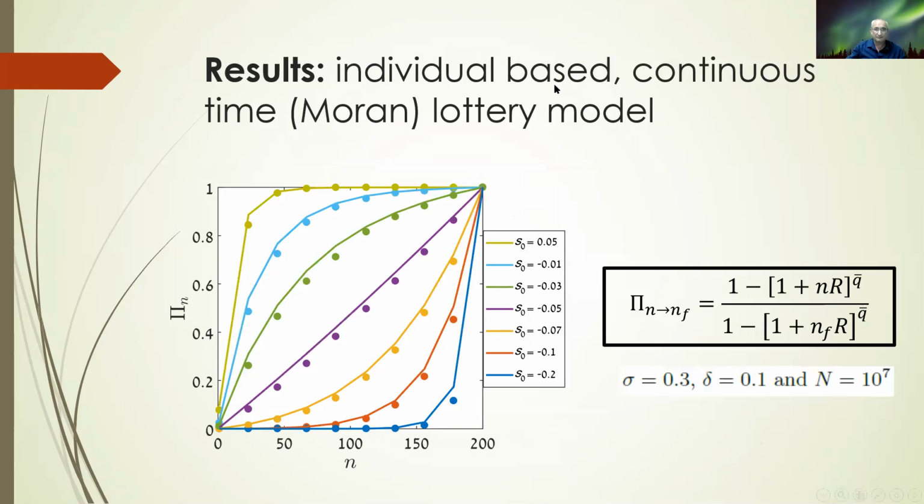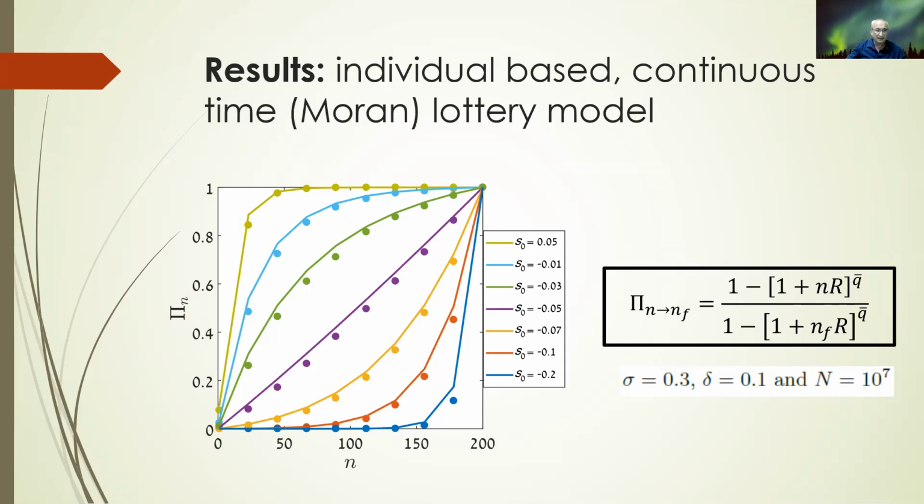Here is another example from an individual-based version of the lottery model, but now it's a continuous time lottery model. So instead of killing a finite fraction of individuals each step, we kill a single individual and replace it by offspring of one of the species according to their fitness.